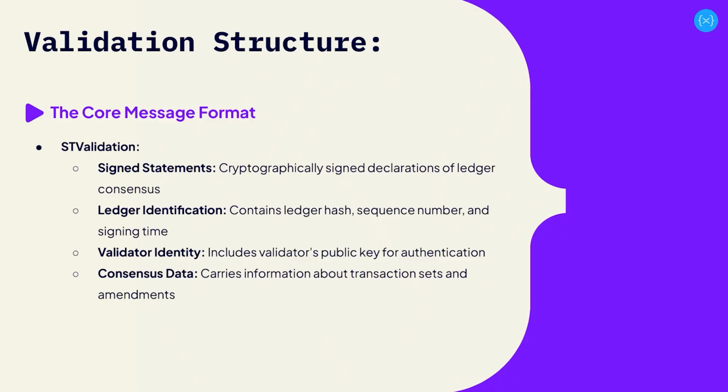So what is the validation message structure? Serialized type validation is the core message format. This includes signed statements, which are the cryptographically signed declarations of ledger consensus. The ledger identification contains the ledger hash, the sequence number, and the signing time. This message also includes the validator identity, which includes the public key for authentication, and consensus data, extra information about what this validator is voting on.